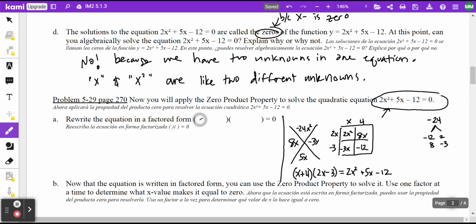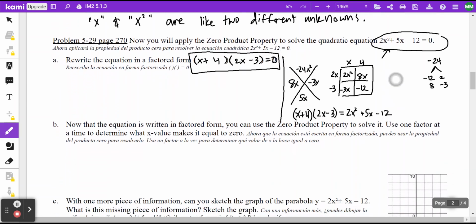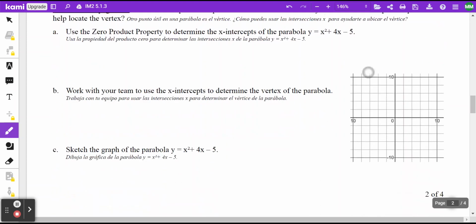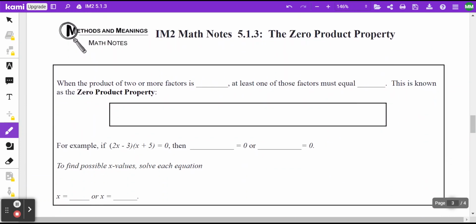So let's see, this is x plus 4 times 2x minus 3 equals 0. Now that it's in factored form, we're going to use the zero product property to solve it. We're going to use one factor at a time to determine what x value makes it equal to 0. And I think that's a lot to hold in our head, so I'm going to take us down to our math notes, and then we'll finish that problem after.